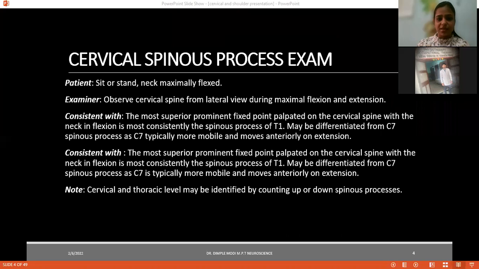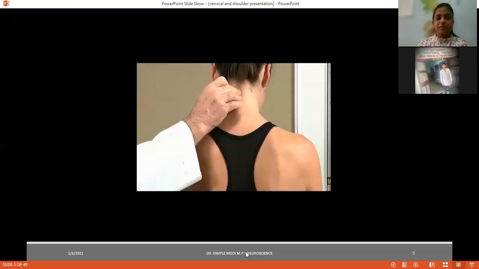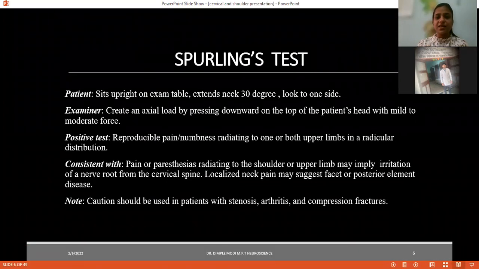This is the first test. Most superior prominent fixed point palpated on the cervical spine, like this.